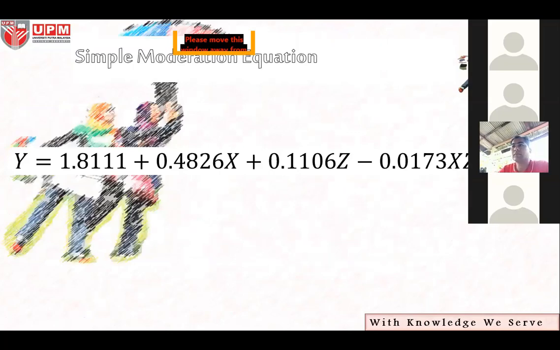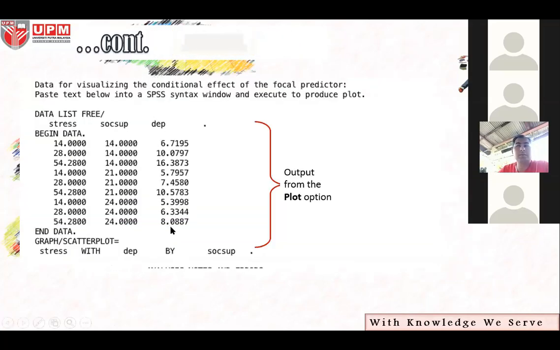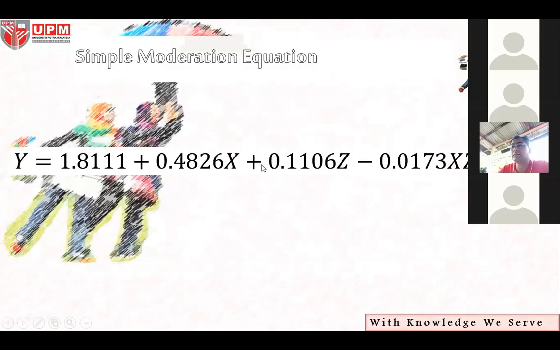Okay, and then this is the simple moderation equation. We got these values from the earlier output. We just extract these values and insert them into our moderation equation. So we come up with this simple moderation equation.